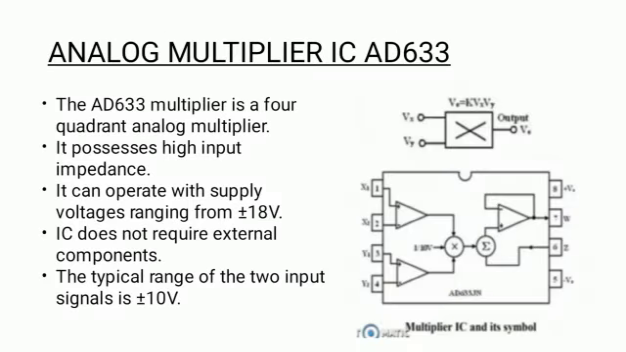Now let's see an analog multiplier IC AD633. The AD633 multiplier is a 4-quadrant analog multiplier. It possesses high input impedance. It can operate with supply voltages up to plus or minus 18 volt. The IC does not require external components. The typical range of the two input signals is plus or minus 10 volt.